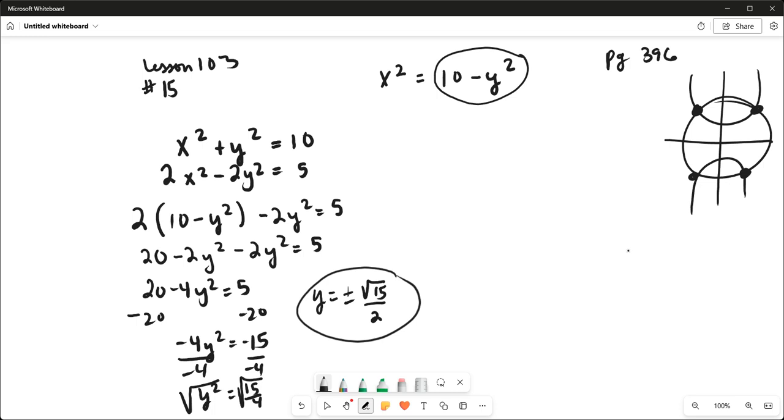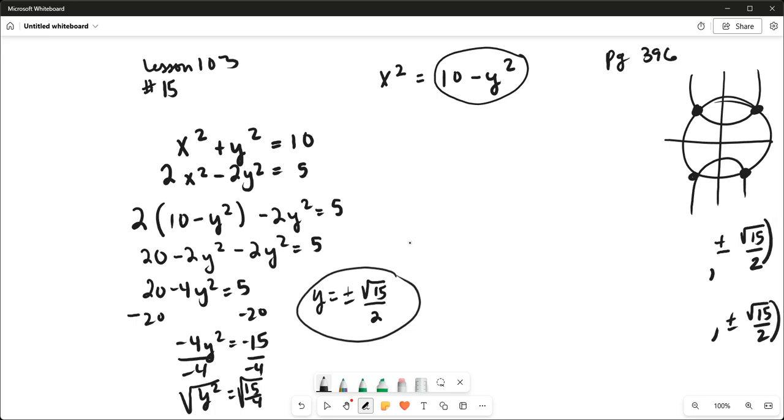So therefore you should have more than one set of answers for each of these. So it should be 2 sets of conjugates. Okay, so when we get this, it's going to be plus or minus square root of 15 over 2 as a y value in 2 sets.